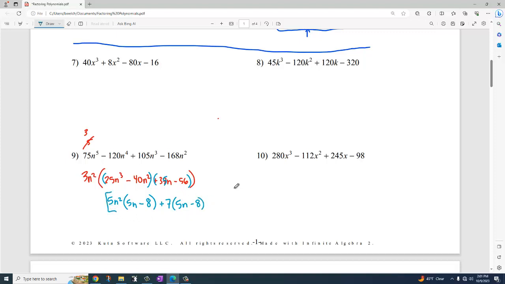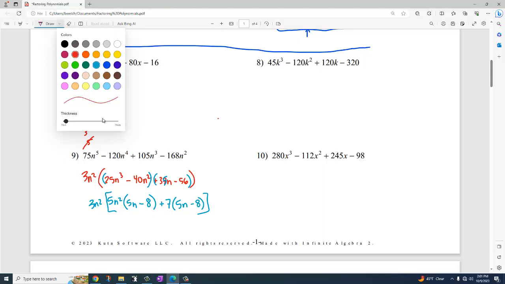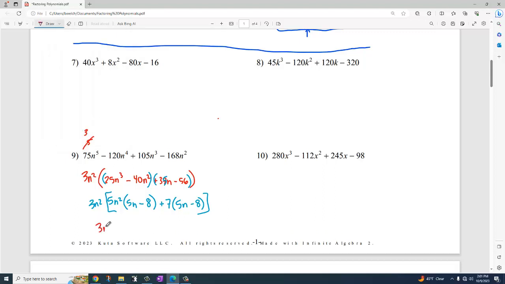Now all of that still has, let's not forget, a 3n squared outside of all of that. Well, to finally clear up my answer, I'm going to have 3n squared and 2 parentheses. One of them has the outside stuff, 5n squared plus 7, and the other has the inside, 5n minus 8. Looking at your n squared term, if it's got a plus with it, plus a number, it can't be factored further, so we are done.